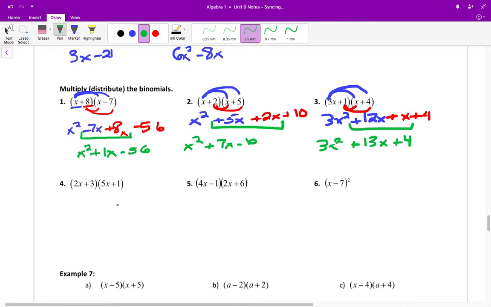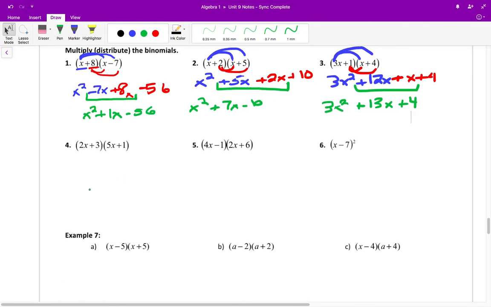Alright, number 4 is going to be very similar. So tell you what, once again, pause video, work through that, and then press play when you're ready to check it.